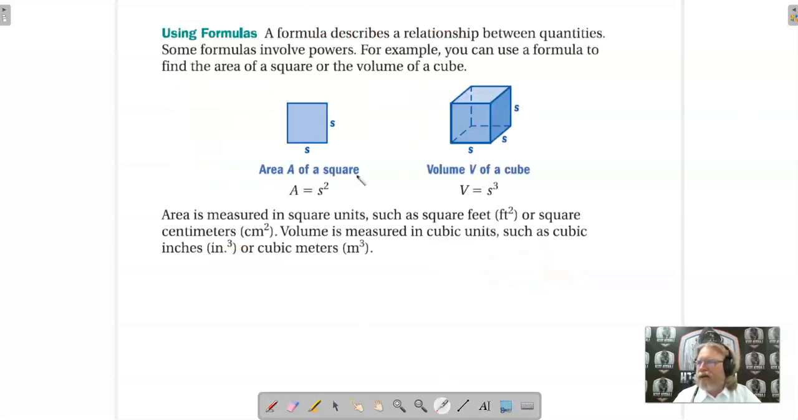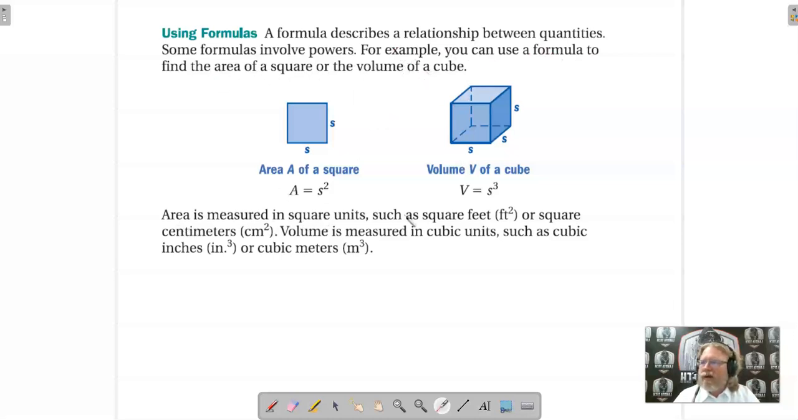This page here refers to the idea of squaring and cubes, right? It's based on geometry concepts of the area of a square or the volume of a cube. Kind of alluded to that and talked about that earlier in the previous page. So using formulas, a formula describes a relationship between quantities. Some formulas involve powers, such as the area of a square and volume of a cube. For example, you can use a formula to find the area of a square or the volume of a cube.